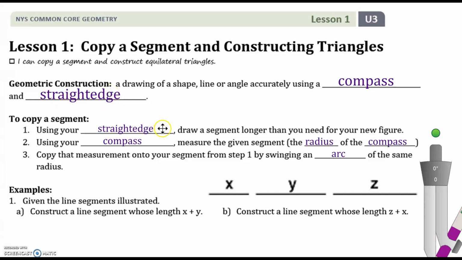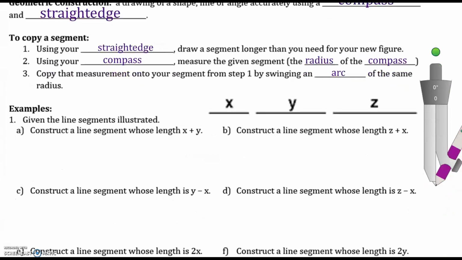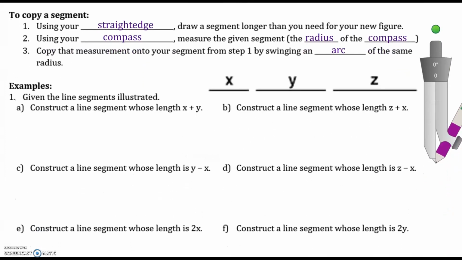The straight edge is your ruler. It's used to draw straight lines only, not for measuring. The compass is used for measuring. So when we do these, we are going to be copying a segment from one location into a new spot. We're going to be creating a congruent segment. So you do that by beginning with a place to put it.